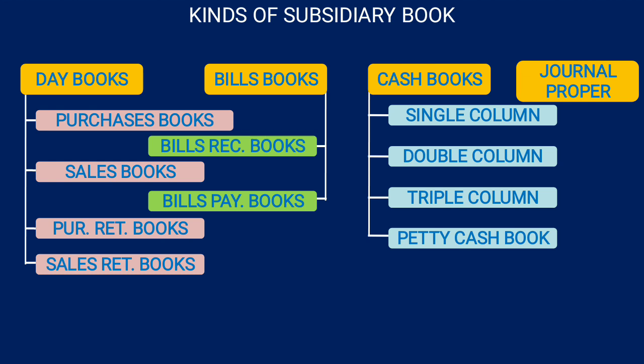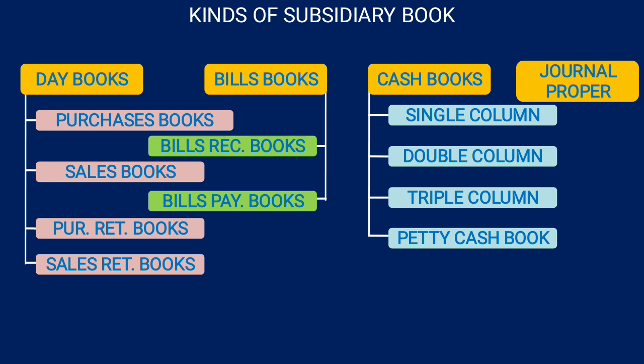Here you can see the kinds of subsidiary books. All the subsidiary books are classified into different categories. As we have seen, we have divided transactions into two parts, cash transactions and non-cash transactions. So here we have day books, bill books, cash books and general proper. General proper means whatever journal entries we record there. Here we have to basically focus on day books, bill books and cash book.